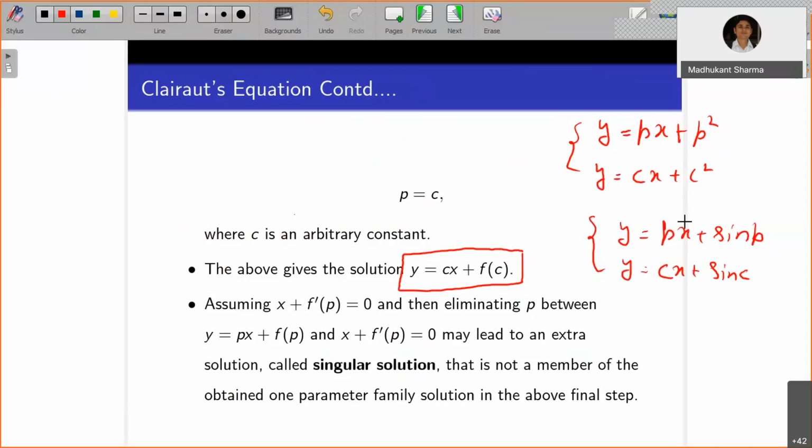Okay, general solution. Now, in case x plus f dash of p equals 0, then eliminating p between these may lead, and this is important, may lead to an extra solution which is called a singular solution. That is not a member of the one parameter family of solutions obtained in the above final step. So this is called a singular solution, which may exist or may not exist. Okay, so if I am interested in finding the singular solution, let me take an example.